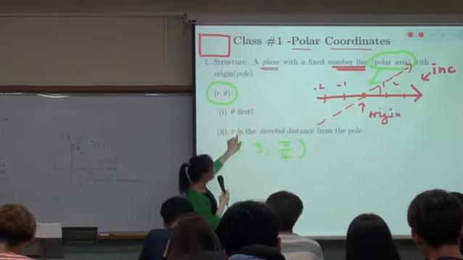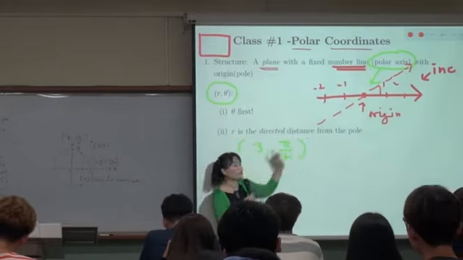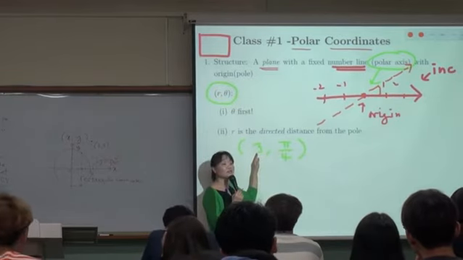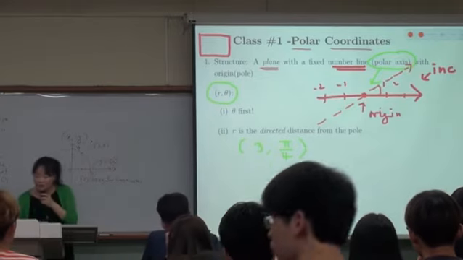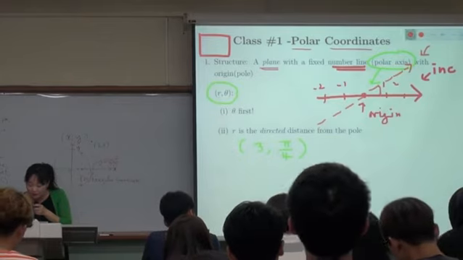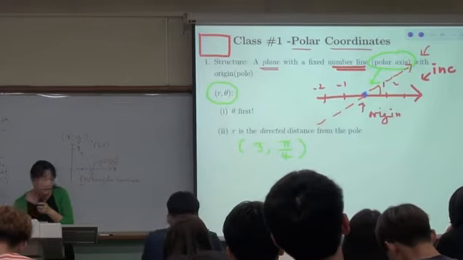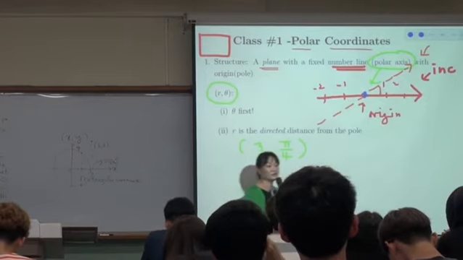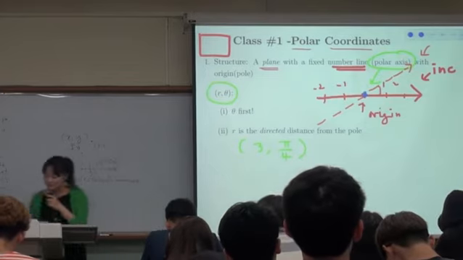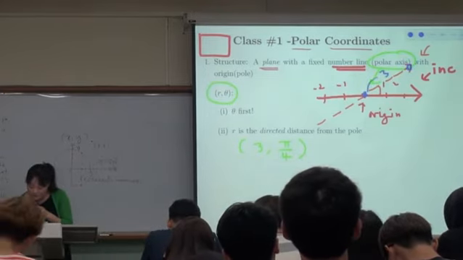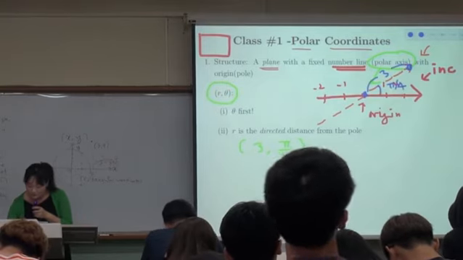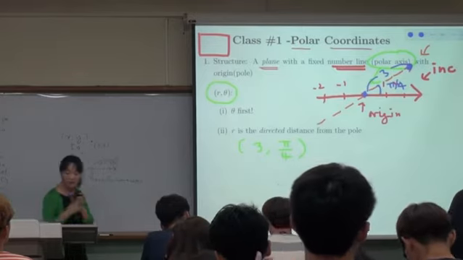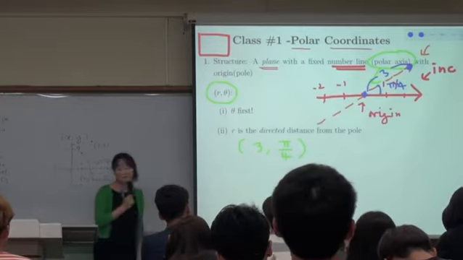And there, we put r. R is the directed distance from the pole. So on that rotated axis, we go by how much? Positive 3. So this is pi over 4 rotated, and from the pole, do we go this way or that way? Number one, number two. Number one, positive 3. Get it? So the point will be somewhere here where the distance is 3 and this is pi over 4.